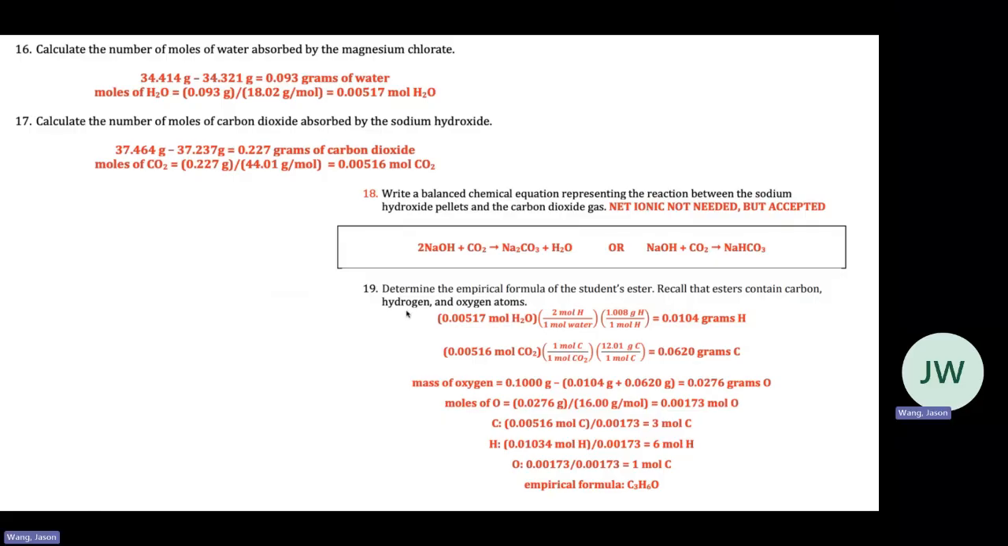Okay. And then for number 19, determine the empirical formula, right? So we have to utilize our values in number 16 and 17 and apply that right here. And hopefully, right, we know how to find empirical formulas by now as well. It's more of a general chemistry concept, right? Knowing how to find empirical and molecular formulas. But yeah, so the empirical formula in this case is C3H6NO.